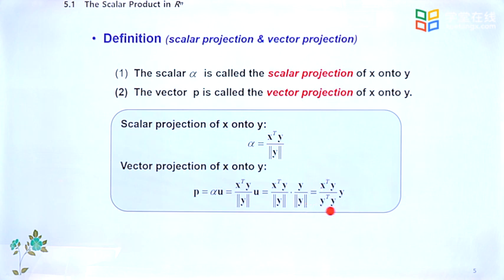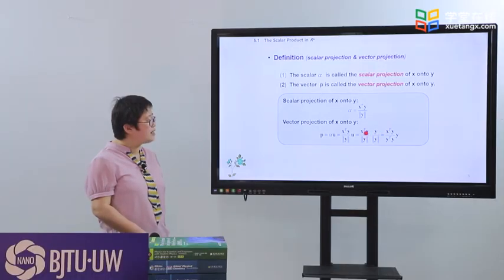So immediately we have this formula: x transpose y divided by y transpose y times y. This is the vector projection of x onto y. So it's the scalar product x transpose y divided by the scalar product y transpose y, times vector y.